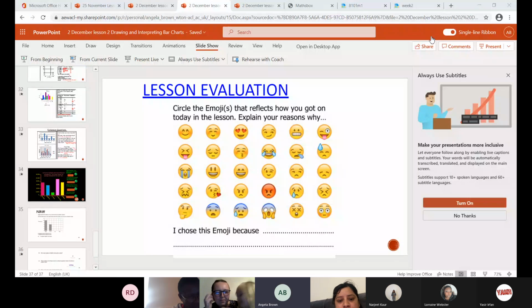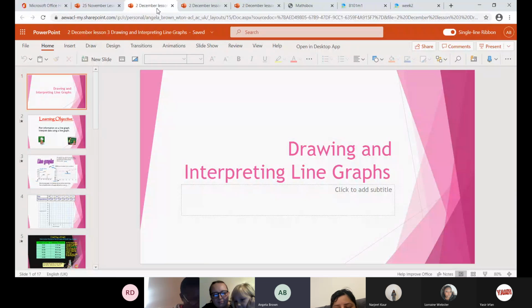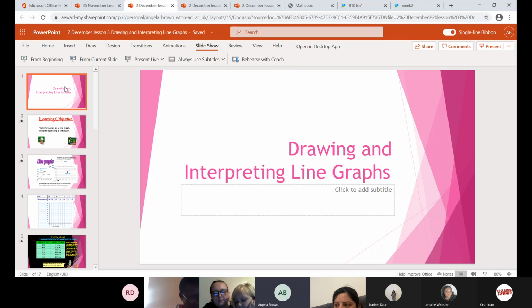Okay, let's get back to the next lesson. The last and final lesson is all about line graphs, and I think we did this again last year. I'm not sure. Did I do line graphs with you, Charlotte, last academic year? I think so. Yeah. So you must have done it because I said it was to get you ready for level 1.